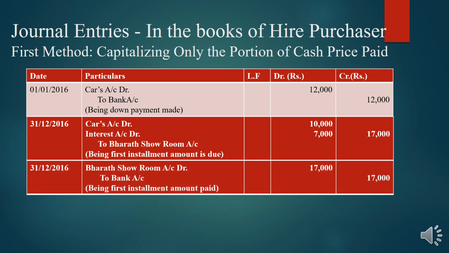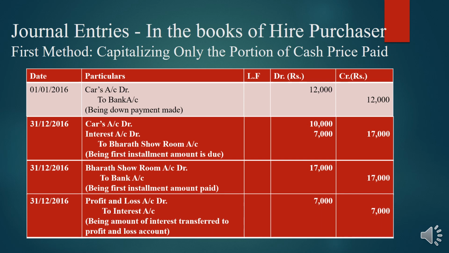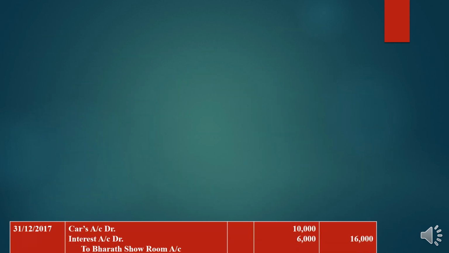So here is the installment amount you are going to pay. Bharat showroom account is debited because he is the receiver and you have paid the cash. So bank account is credited with 17,000. On 31st December 2016, again, we are going to transfer the interest to profit and loss account, later to bank account 7,000.